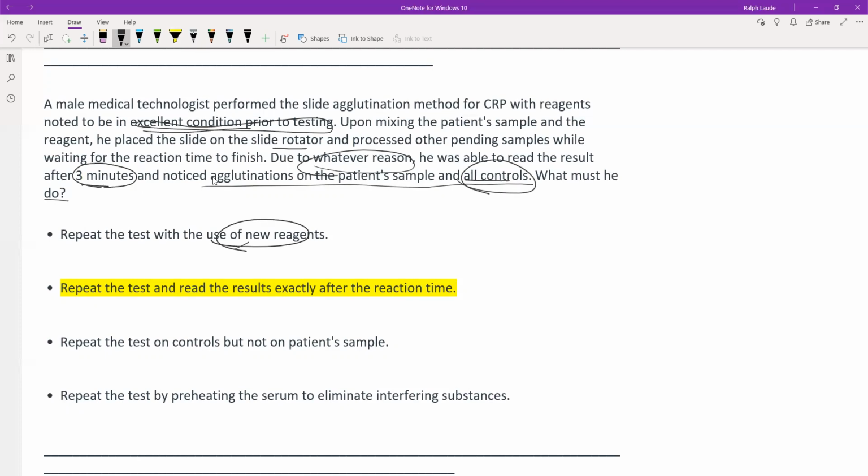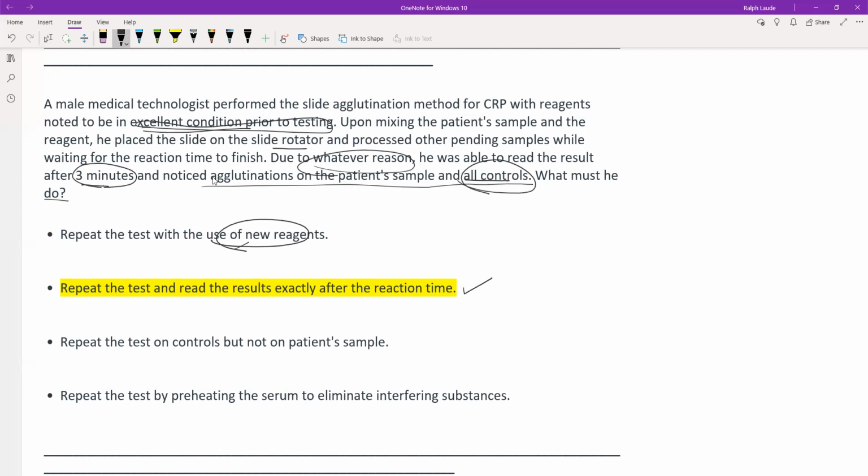Repeat the test and read the results exactly after the reaction time? Yes. Although this can be done, as much as possible you have to avoid performing tests repeatedly, because the cost of the reagent is usually for one test per patient. We cannot afford to just repeat whenever you have doubts, because the tendency is the medical technologist might end up paying for the test. So avoid making errors so we can save the reagent. Remember, the reagents are not cheap. They are quite expensive.